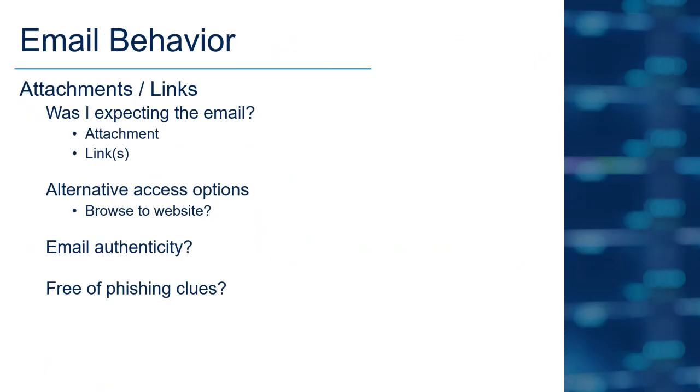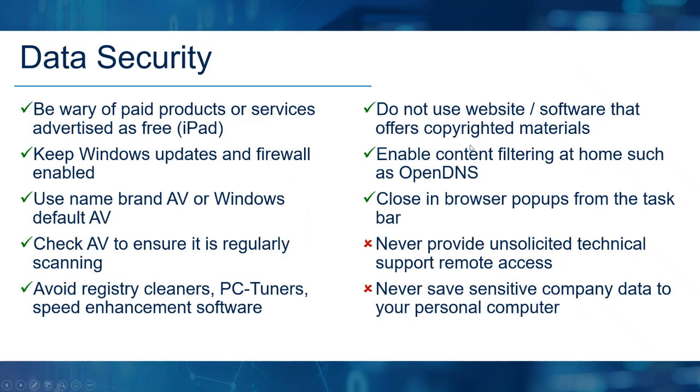So a couple of other things to ask: was I expecting the email? Was I expecting an email with attachments and links in it? Again, alternative access options, browse to the website instead. You review those things for authenticity, and review it to see if it's free of phishing clues. These are all things that you can do to be assured that indeed this is a legitimate email that should have been sent to me, and this attachment is safe, and I should be opening it because I'm expecting it. So again, more than anything, stop and think before you randomly start opening email.